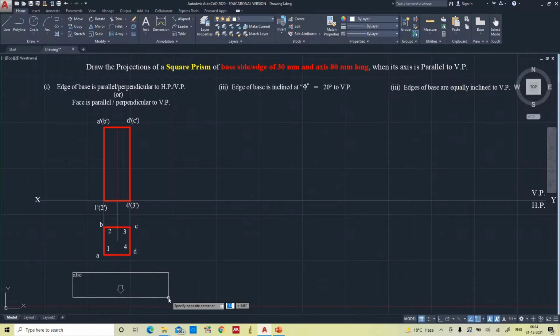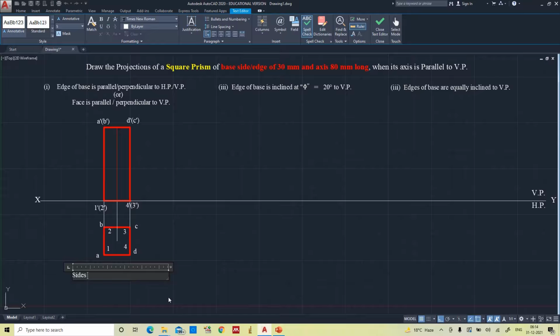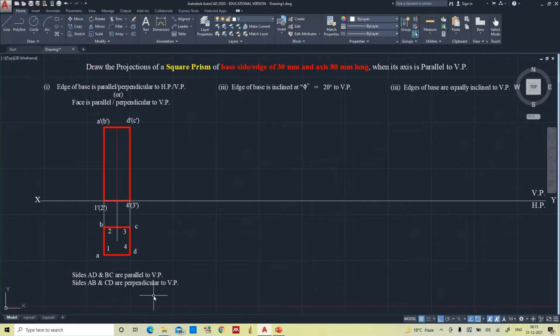So here I'll write in detail. Sides AD and BC are parallel to vertical plane, and the sides AB and CD are perpendicular to vertical plane. That's it. So for this one, these are the things.